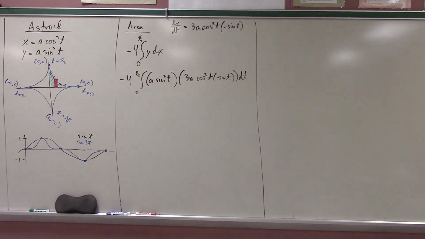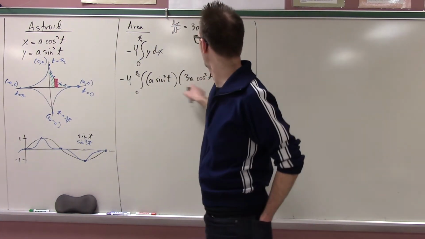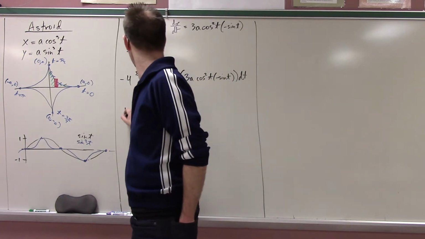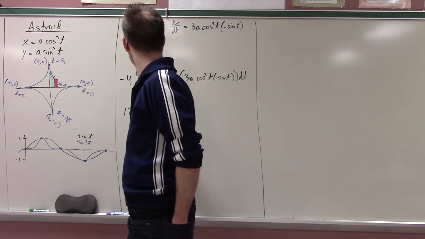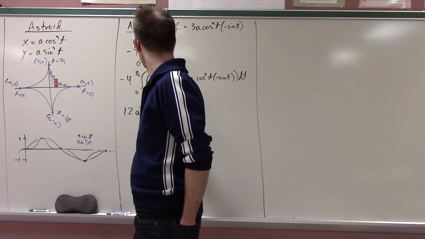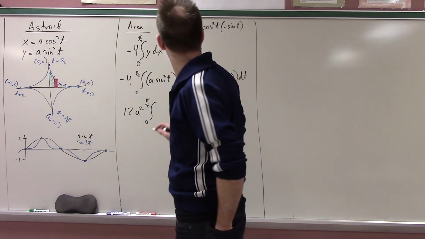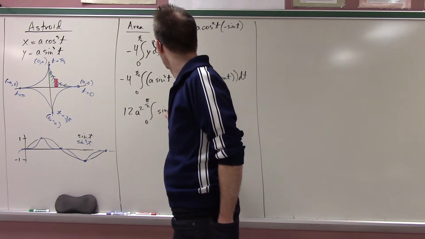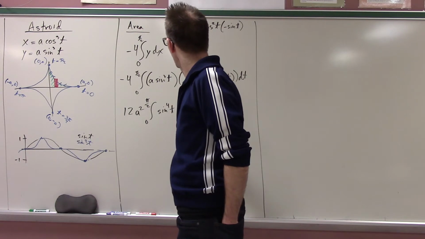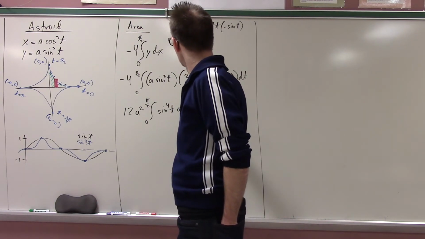Alright, so if I do that integral, I will find the area of this thing. And okay, I can take out the 3 and the a and the negative, so I end up with 12a squared integral from 0 to pi over 2 of sine to the 4th t cosine squared t dt.